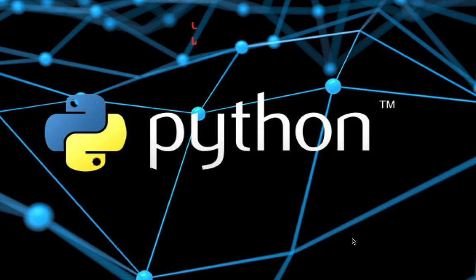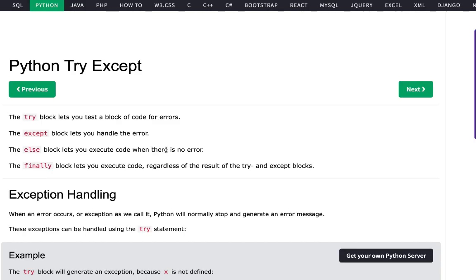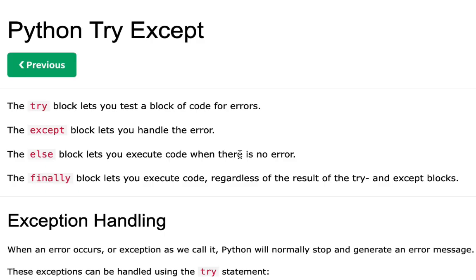So let's get started. And we will start with a question, and we will also start with try and except for Python. Python try and except. So I told you guys to tell me what Python try except was. The try block lets you test a block of code for errors. The except block lets you handle the error. The else block lets you execute the code when there's no error. The finally block lets you execute the code regardless of the result of the try and except blocks.